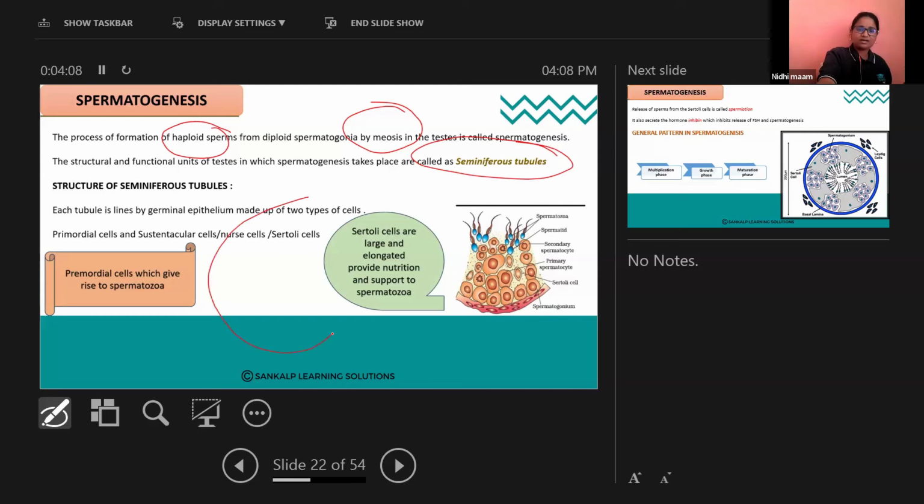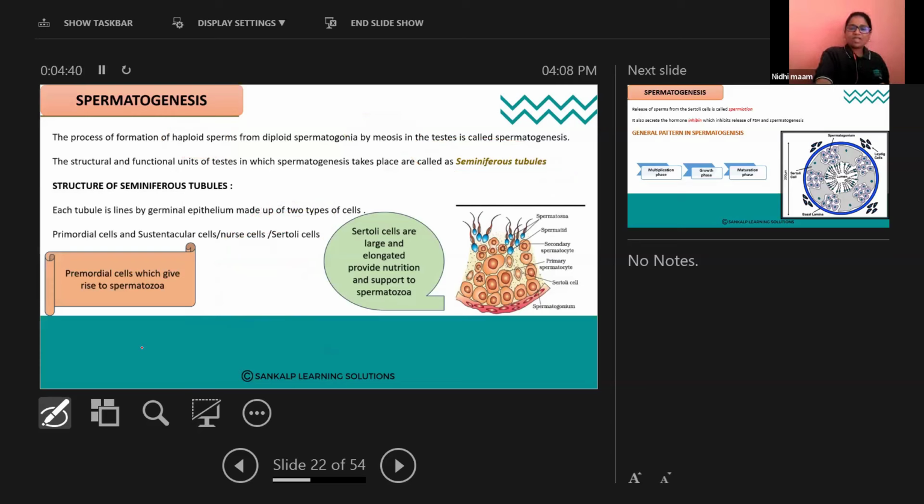When you take a cross section of a testis, there is an outer layer, and the inner layer, the tunica vaginalis, has certain foldings. These foldings we call lobules. Each lobule has a coiled structure. That coiled structure is called the seminiferous tubule. Spermatogenesis happens in it.